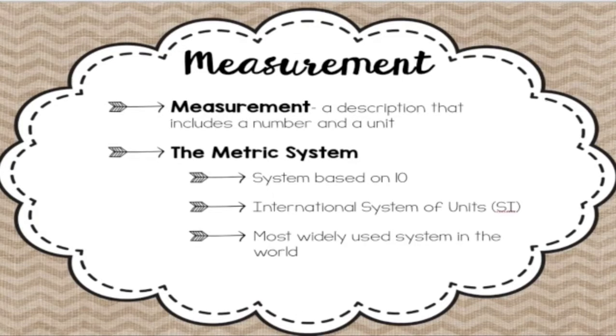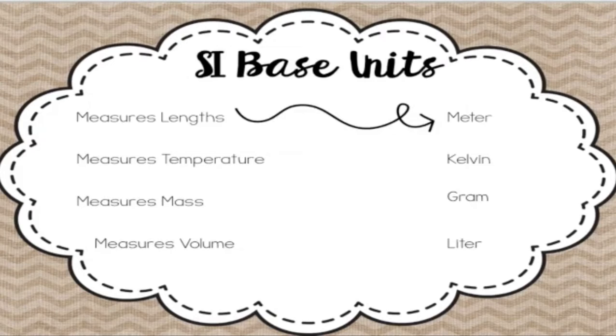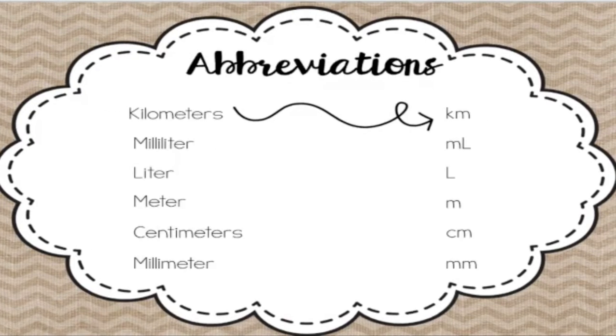The metric system is extremely simple because it is based on 10. It is also known as the International System of Units, or SI. And like I said previously, it is the most widely used system in the world. All right, the base units for the metric system: length is meter, temperature is Kelvin, mass is gram, and volume is liter. Hopefully these look fairly familiar that you've seen them before.